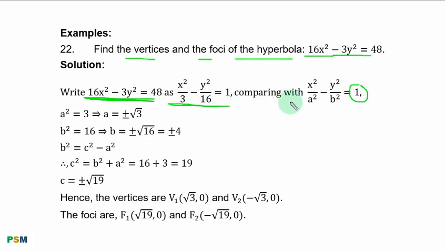Comparing with the standard form, you can see that a square is equal to 3. You have a square in this position, you have 3 in this position. This implies that a is equal to plus minus square root of 3. B square is equal to 16, which implies that b is equal to plus minus square root of 16. That is plus minus 4.